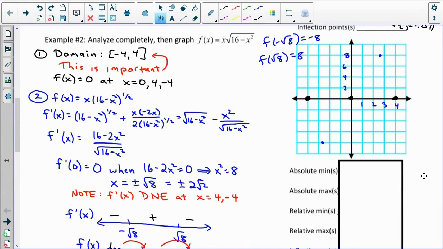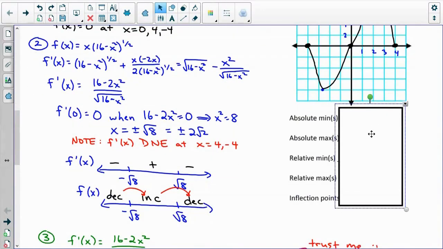at this blue point, negative root 8, and the function is concave up all the way from negative 4 to 0. It then becomes concave down, and that ends up being kind of what my graph looks like. You can check it on Desmos to make sure it's actually accurate, but we are expected to be able to graph these things now by hand.